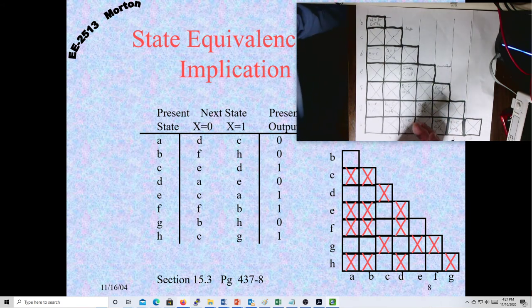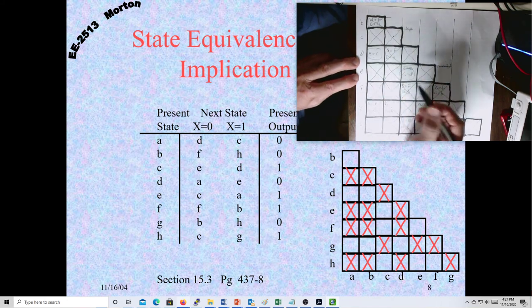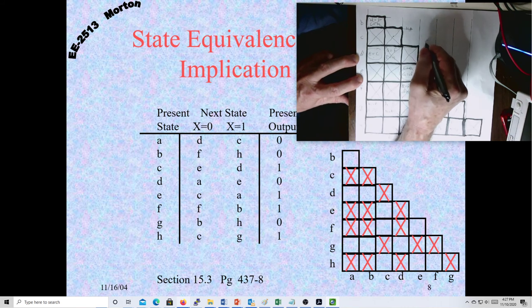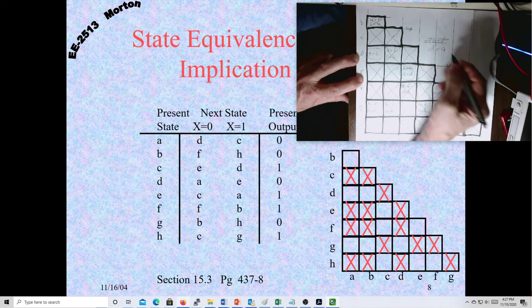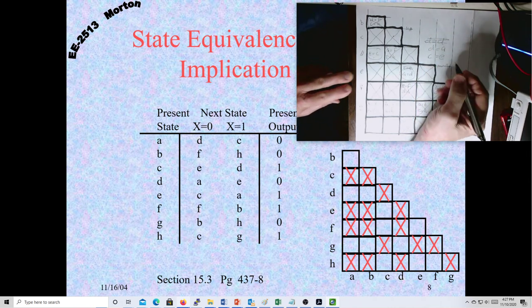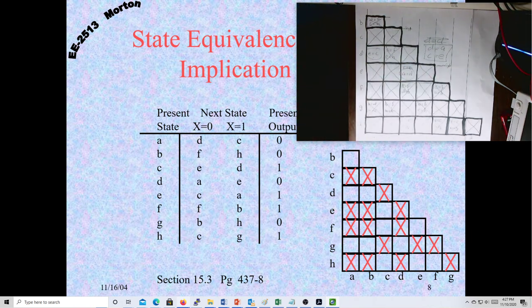So what we would conclude at this point then is that we are postulating that D equals A, and we're also postulating that E equals C or C equals E. So those two states then could be eliminated. And so we can substitute in A for D, and we can substitute in C for E. And that will reduce our states, and that's all we can do. Everything else was not possible.